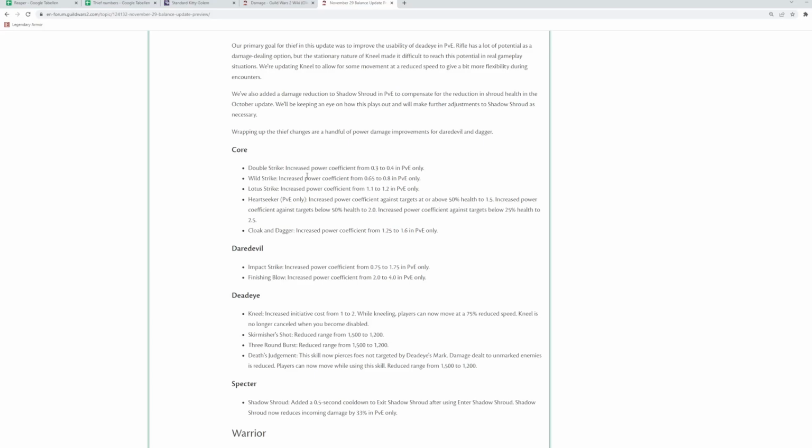It's important by how much you increase as a percentage. It's not important by how much you increase as an absolute value. The same is also true for double strike. The double strike buff here is way more impactful than the Lotus Strike buff. Even though it's 0.1 in both cases, this is much bigger percentage-wise.